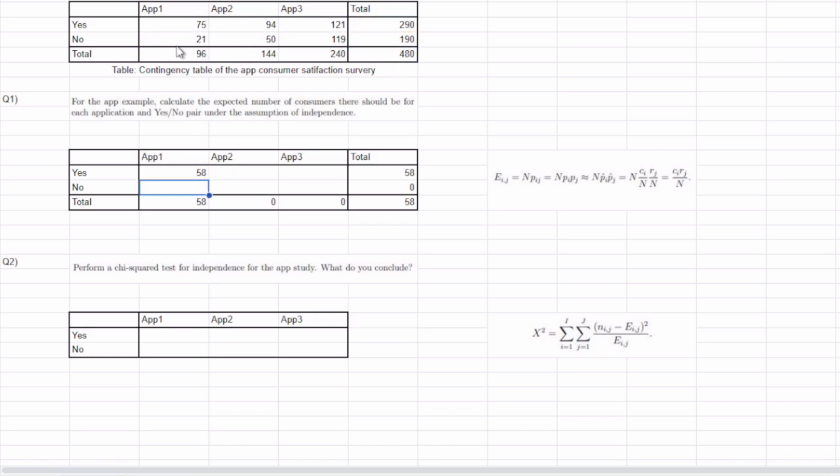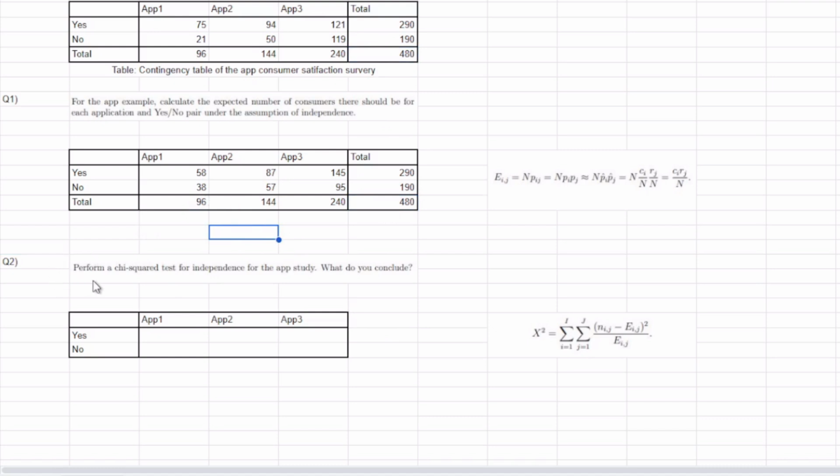If we do the one below it, for app 2 no, we do 190 times 96 divided by 480 to give us 38, and the totals should be the same if we do it across. I'm going to fill out this table now and you'll see the final results. Here are the final expected values for the apps and the yes no pairs. As you can see, our totals for each app equal our original, which is what you can check for, and the same with the yes and no. If this 480, or whatever number you have for the contingency table, is the same, that's a good way of checking. So that's 4 marks for question 1.